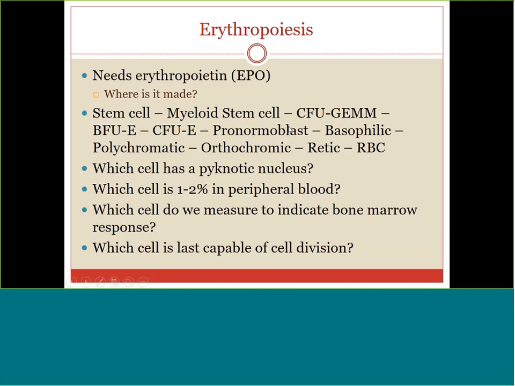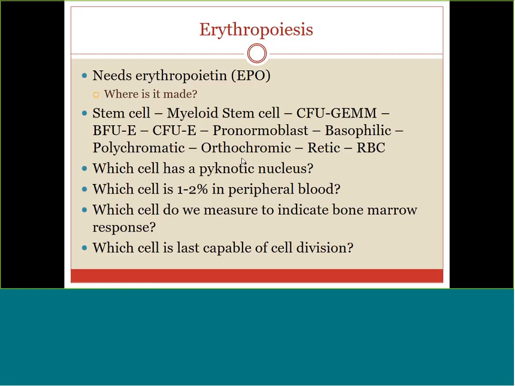Pronormoblast and basophilic look similar, but keep in mind, pronormoblast is bigger and has more nucleoli. Basophilic is a little bit smaller with fewer nucleoli. Out of these cells just listed, which one has that pyknotic nucleus? That would be your orthochromic. Remember, a pyknotic nucleus is a really condensed, dark nucleus where all the chromatin is completely condensed and looks like one dark solid mass.